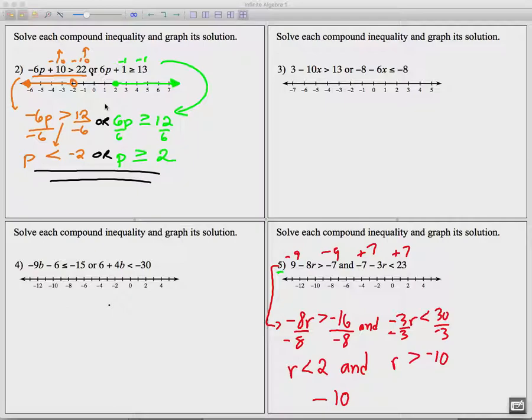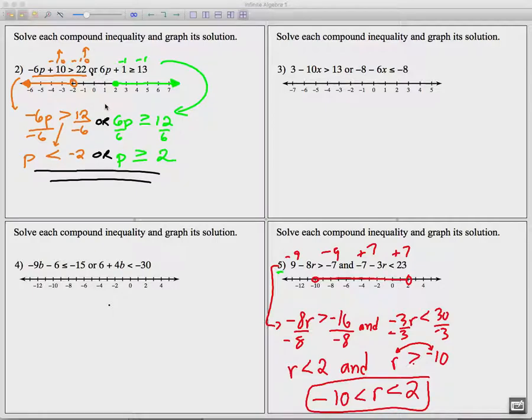Negative 10 is less than, if I flip this whole inequality around, the sign flips as well. So negative 10 is less than r, and I could write this as a compound inequality and put the 2 there. So this is a much more concise way to write it. And then when I go ahead and graph it, this is much easier to understand. I'm going to put r in between negative 10 and 2. There's an open circle at each of those numbers, and I just connect them.